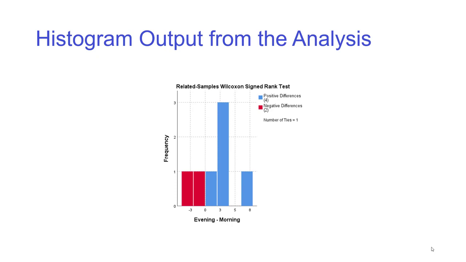You've got a histogram of the output, so you've got the negative differences and the positive differences. If you look at them, while there are more positive differences, it's not such a large amount that it becomes a clear and significant difference between the two.